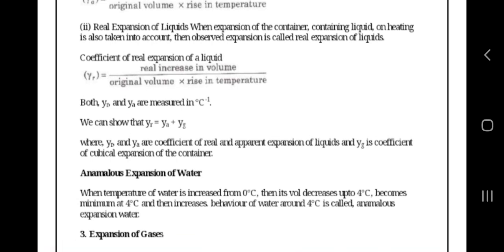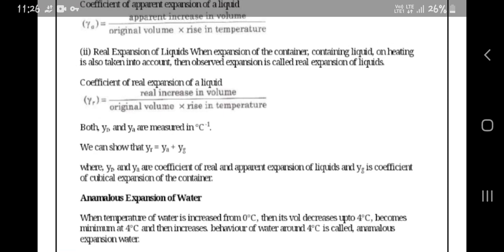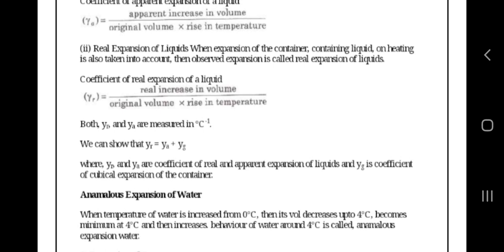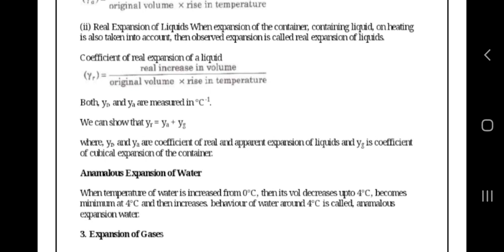Next is the anomalous expansion of water. When the temperature of water is increased from 0 degrees Celsius, its volume decreases up to 4 degrees Celsius and becomes a minimum at 4 degrees Celsius. This behavior of water around 4 degrees Celsius is called the anomalous expansion of water.